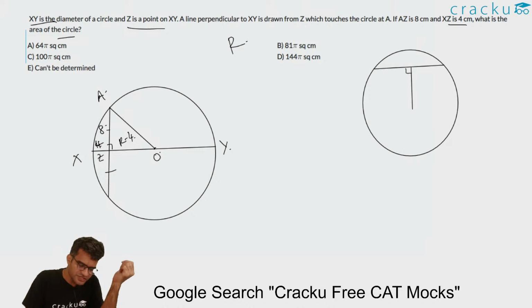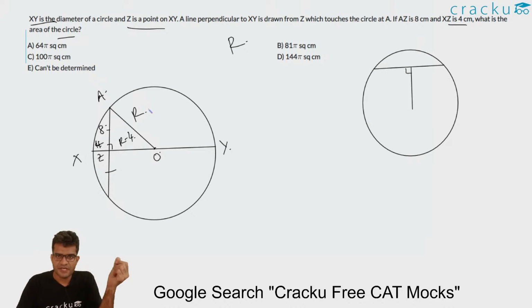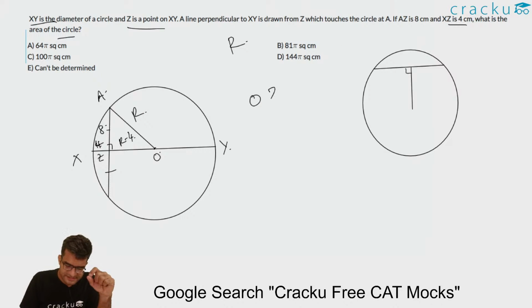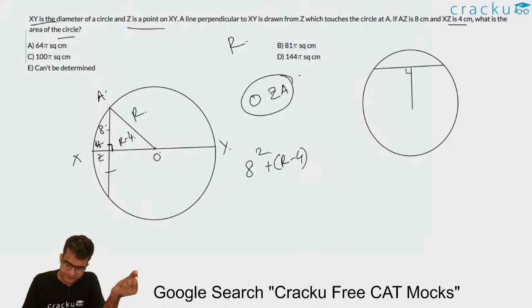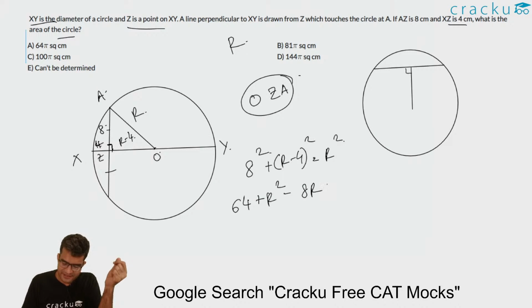OA will also be equal to R. And because OZA is a right angle triangle, because one of the angles is 90 degrees, we can use the Pythagoras theorem. So 8 square plus (R minus 4) whole square is equal to the square of the hypotenuse, which is R square. 8 square is 64, plus R square minus 8R plus 4 square, which is 16, is equal to R square. You can cancel both of these.